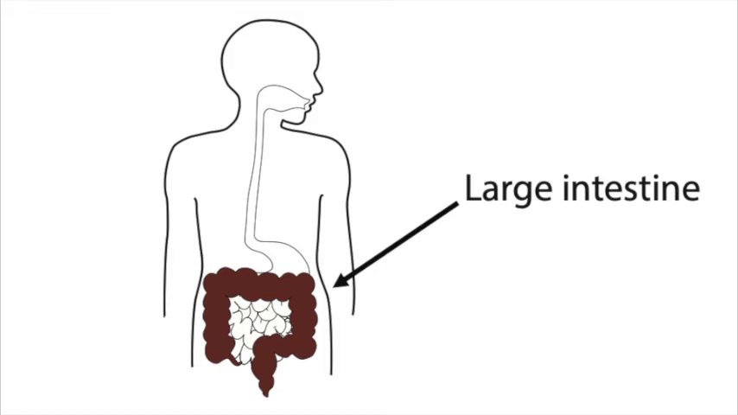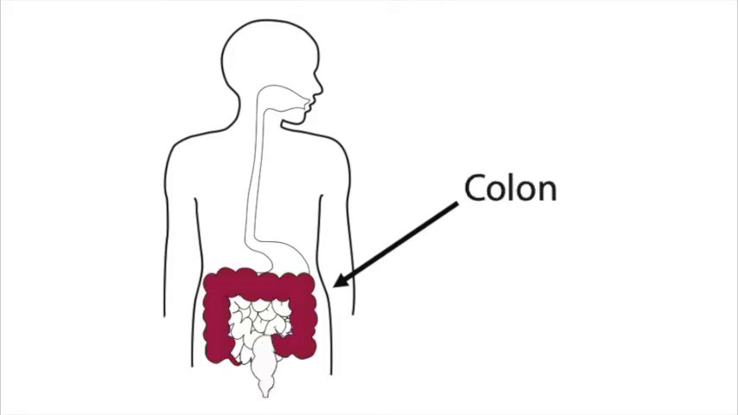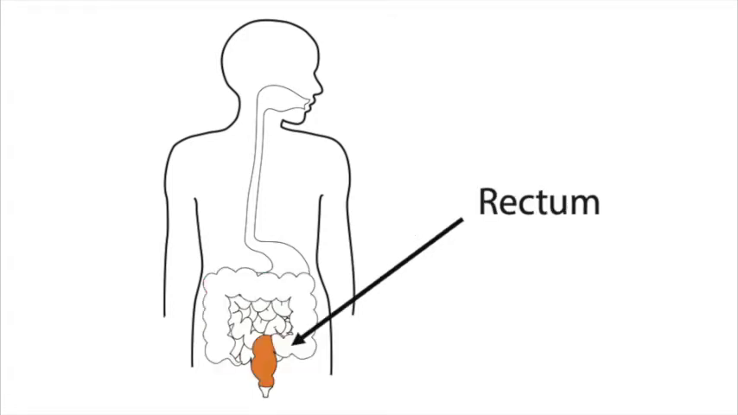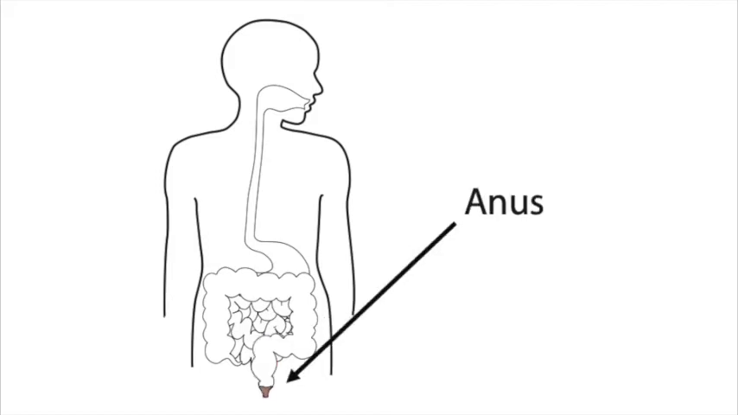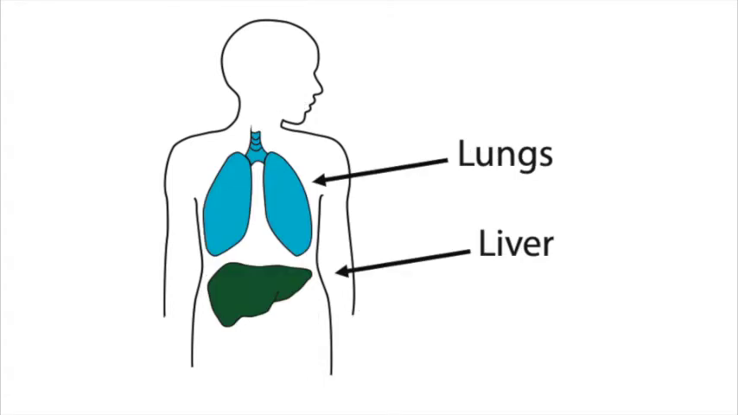The large intestine has two parts. The first part is the colon. The second part is the rectum, the focus of this video. At the end of the rectum and the last part of the GI tract, where the waste exits, is the anus. During the course of your treatment, you may hear about other organs that are not part of the GI tract, such as the lungs, which are in the chest, and the liver, which is in the belly.